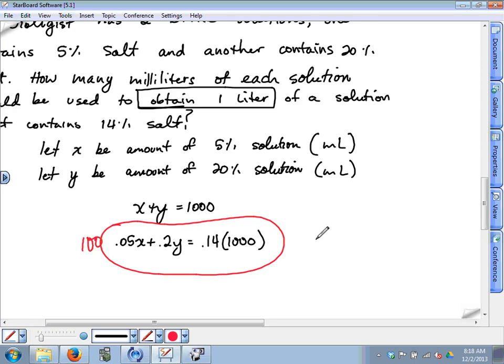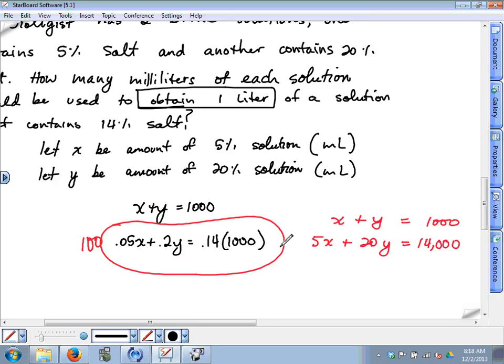So this bottom equation becomes what? 5x plus 20y. Now be careful here. What is 14 times 1,000, which is 14,000. We have not done anything to that top equation. It just stays x plus y equals 1,000. Since we did elimination on the last one, let's do substitution on this one.